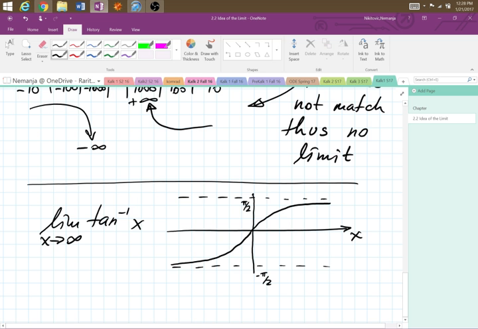So the answer is pi over 2. Why? Because that's the y value answer. What's happening here? As x goes towards infinity forever, you see that the y value, following this line, is going to hit pi over 2. So at infinity, it's hitting pi over 2. Does that mean that infinity is a point?